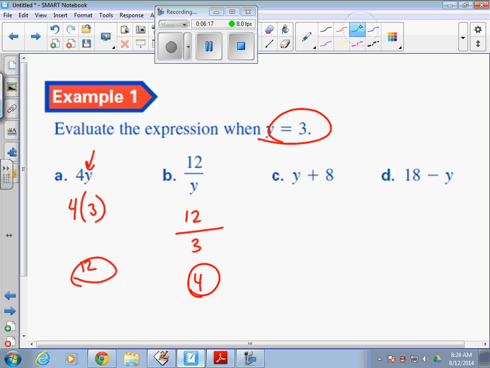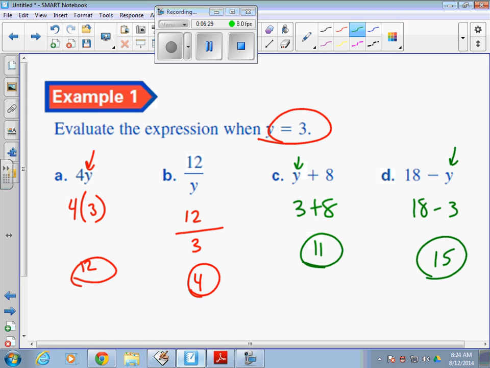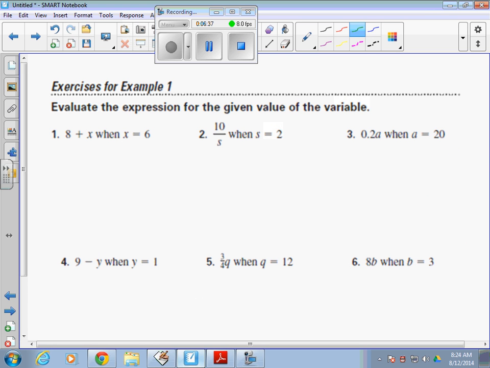For C, y plus 8, and again, in place of y, we're plugging in 3 plus 8. We know it's 11. And then 18 minus y, when we plug it in, 18 minus 3 is the number 15. Very, very simple. All 4 operations: multiplication, division, addition, and subtraction.